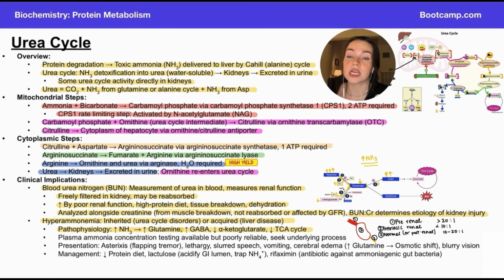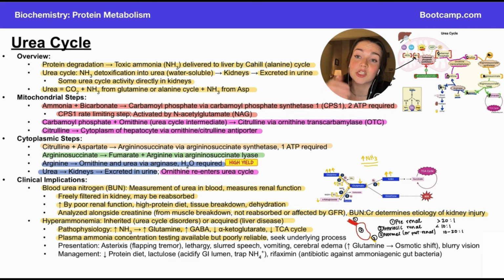So clinical presentation is going to be very important in diagnosing hyperammonemia. There is technically a test for serum ammonia concentration, but it is very poorly reliable. I remember one time I was on the wards, and it was before I knew that that test is poorly reliable, and I recommended ordering it on a patient.